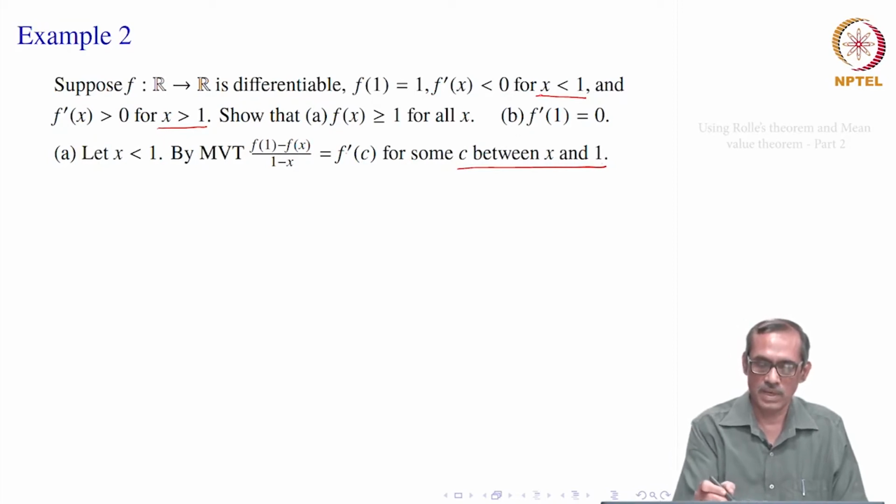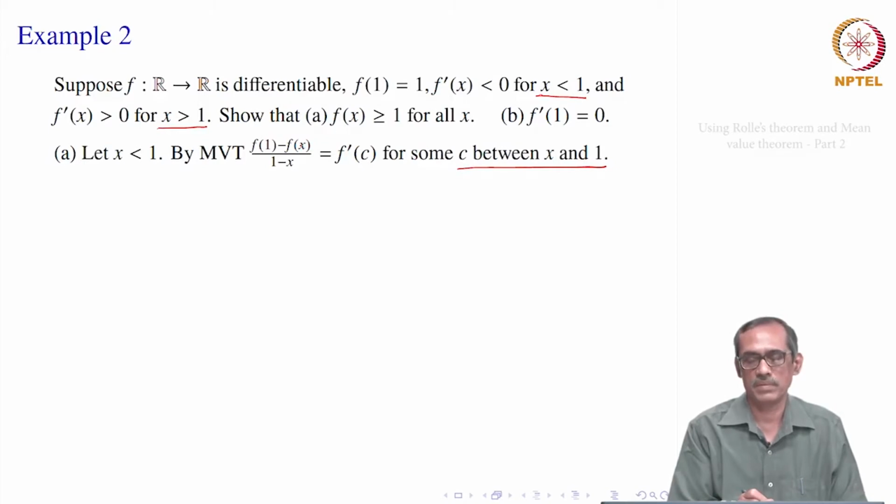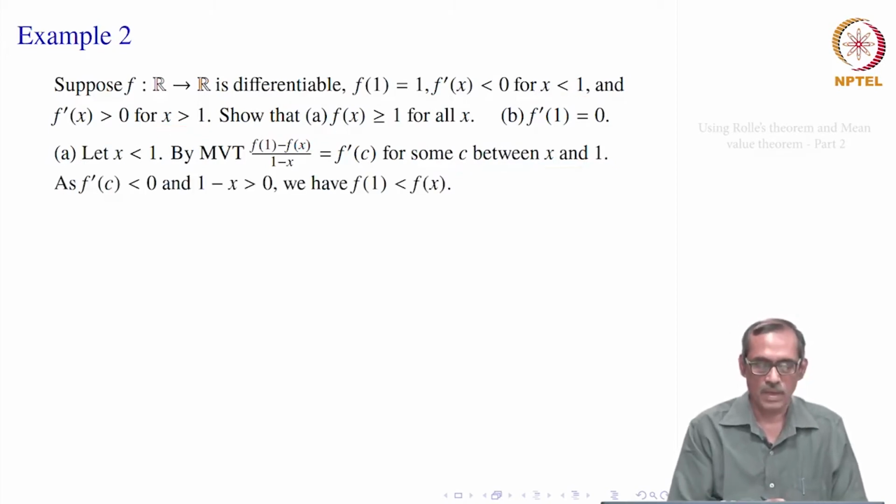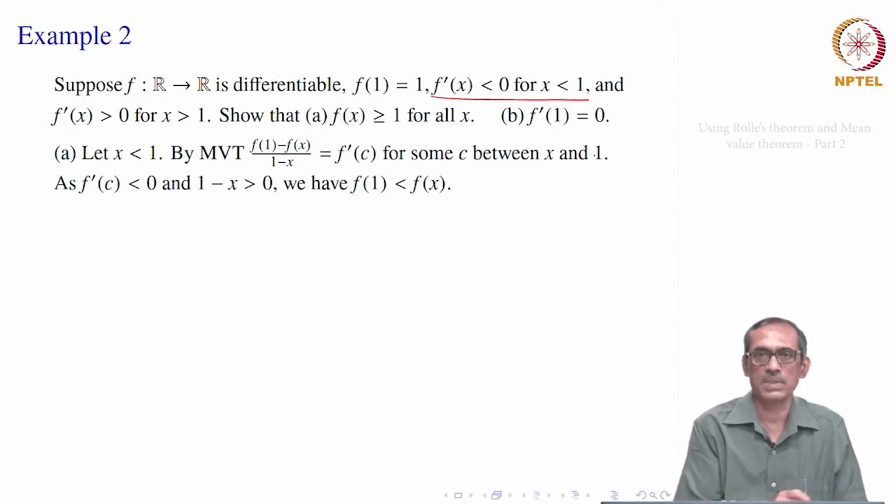So, you can apply the mean value theorem to get a point C between x and 1 such that the slope of the secant is equal to the slope of the tangent, that is f 1 minus f x by 1 minus x is equal to f prime of C for some point C between x and 1. Okay. Now, f prime x is less than 0 for x less than 1, and this C is between x and 1.